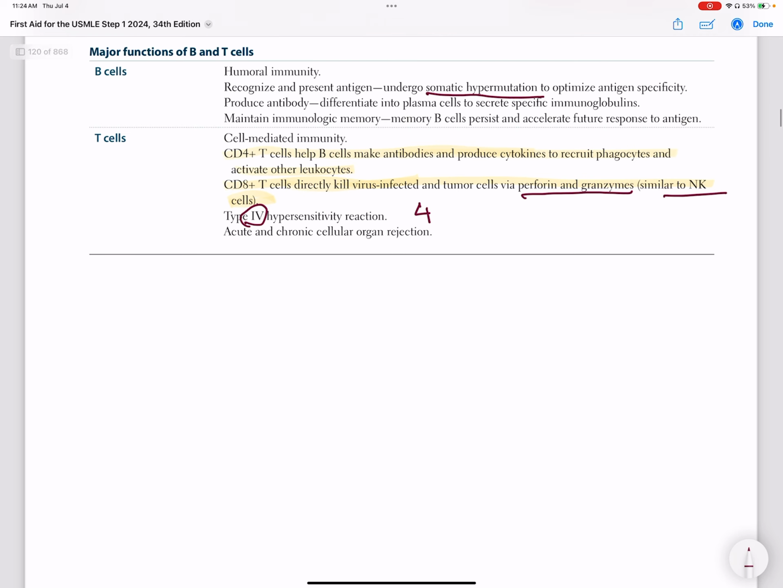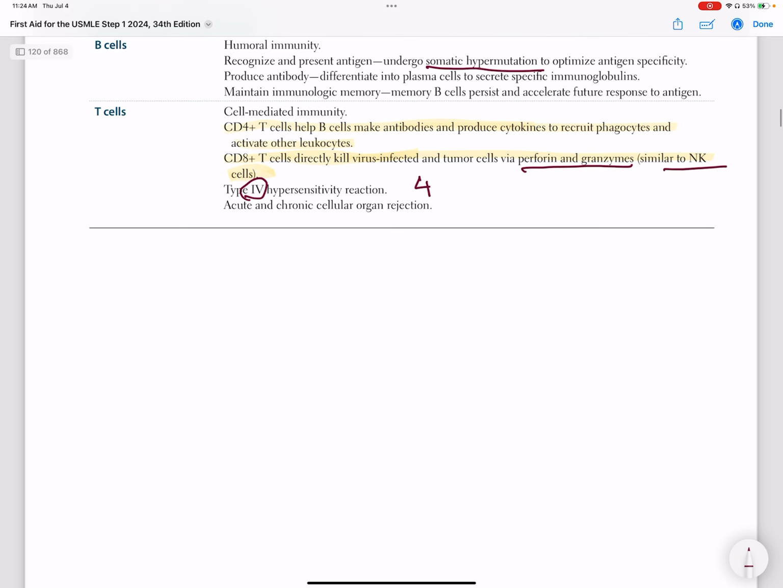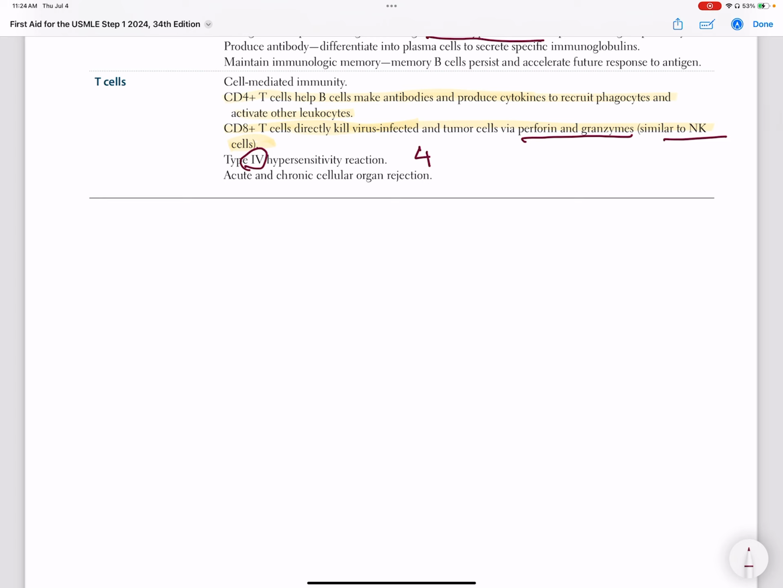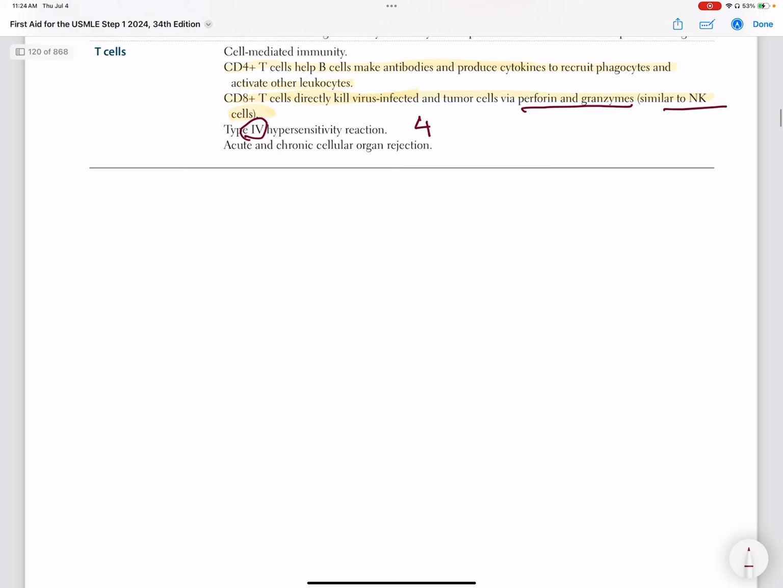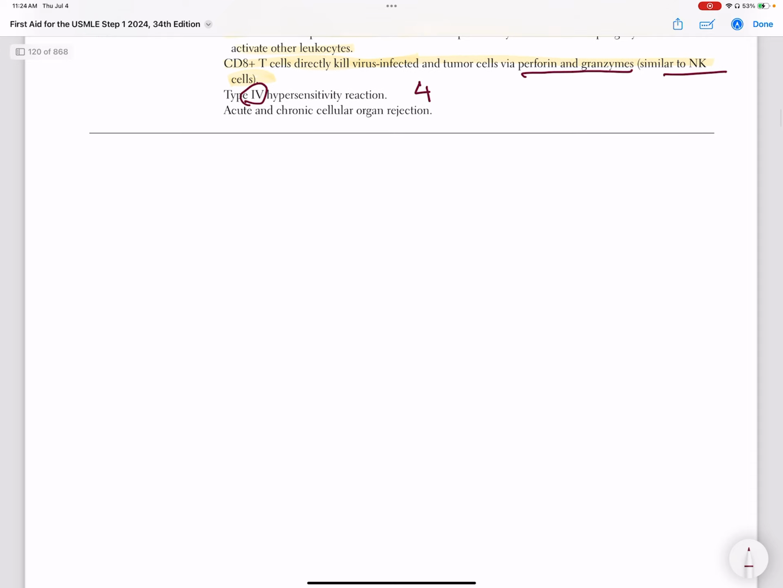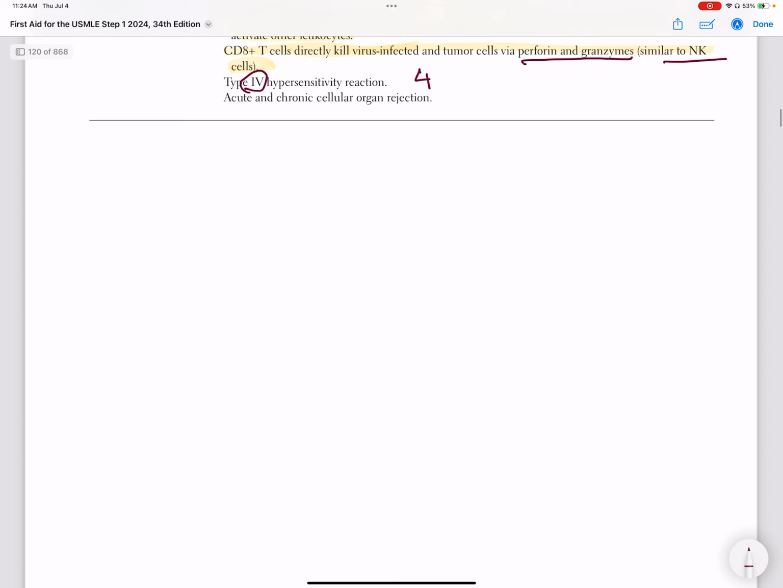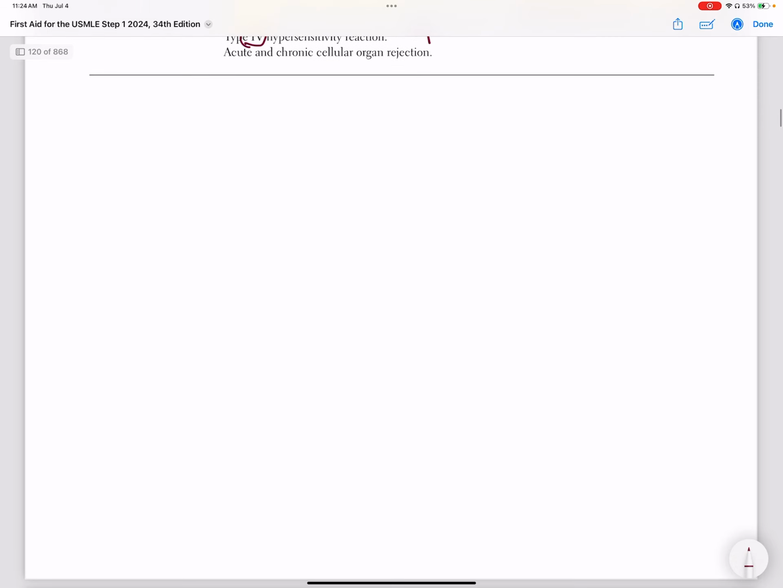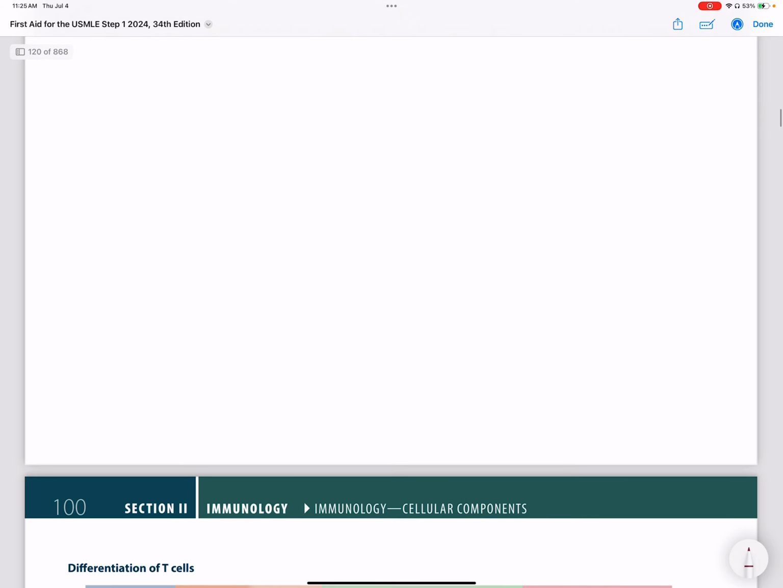T cells, cell mediated immunity. CD4 positive T cells help B cells make antibody and produce cytokines to recruit phagocytes and activate other leukocytes. CD8 positive T cells directly kill virus infected and tumor cells via perforin and granzyme, similar to NK cells. Type 4 hypersensitivity reaction and acute and chronic cellular organ rejection.